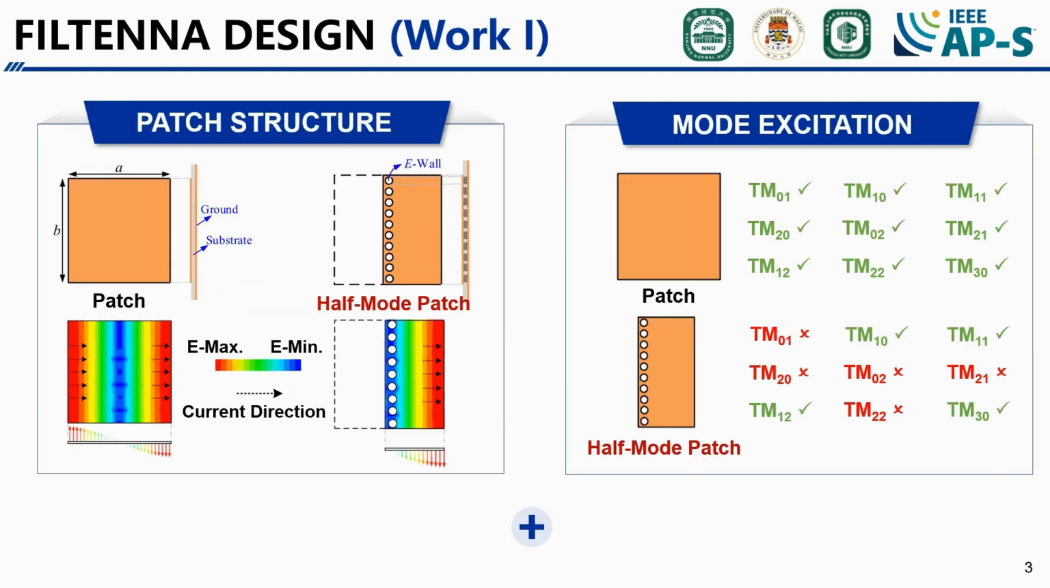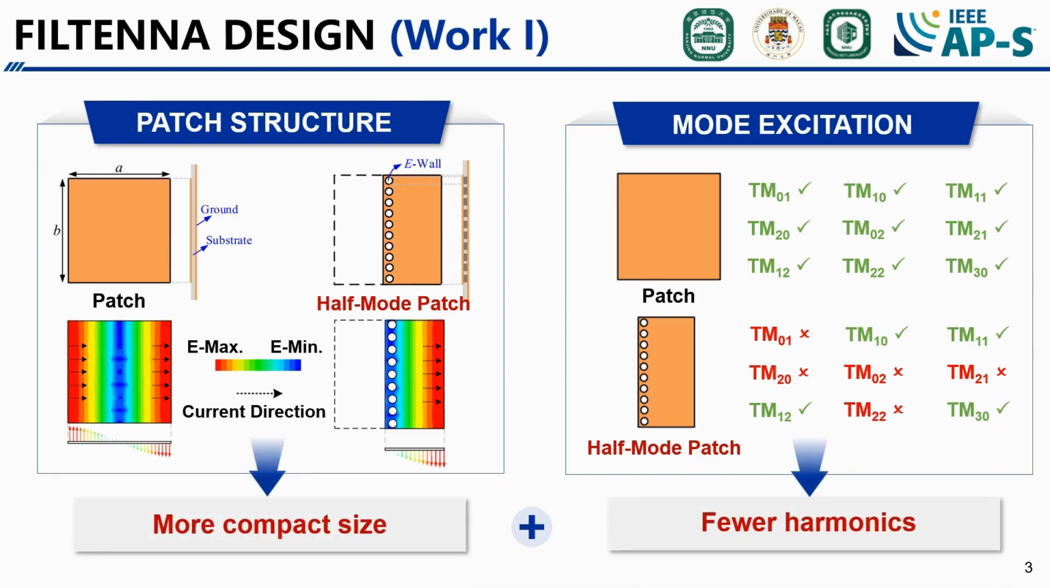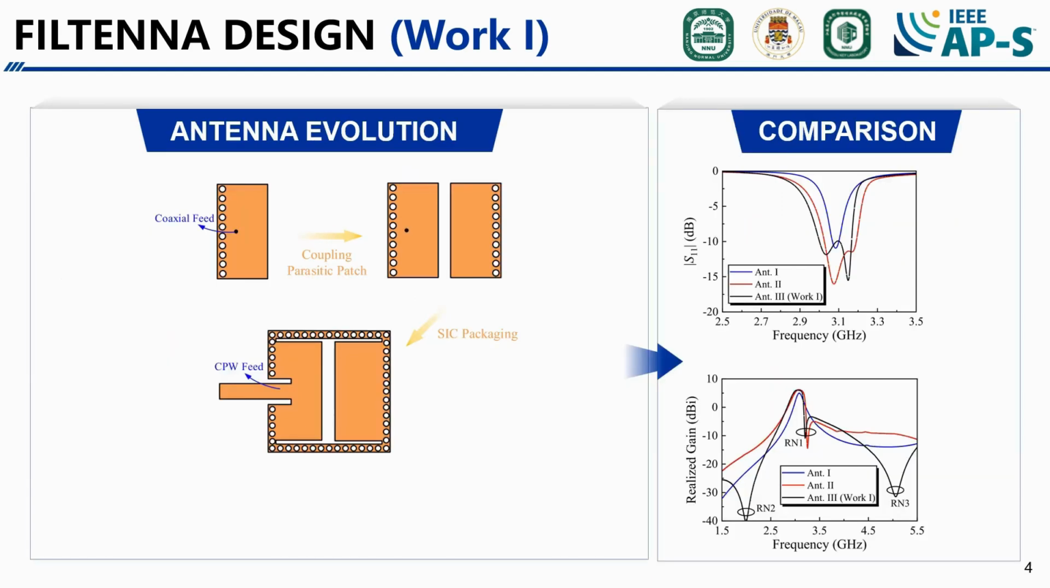In our work, we propose a new method for designing highly selective Filtennas. We introduce the half-mode patch, which is more compact and has fewer harmonics for mode excitation, making it suitable for wide-stopband antennas. Next, we introduce the first work.